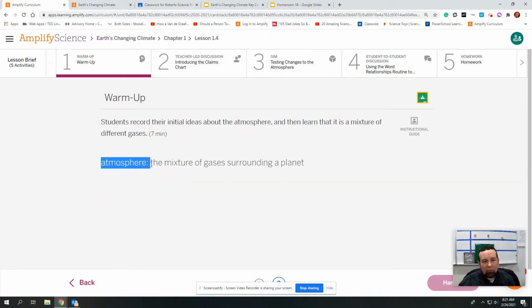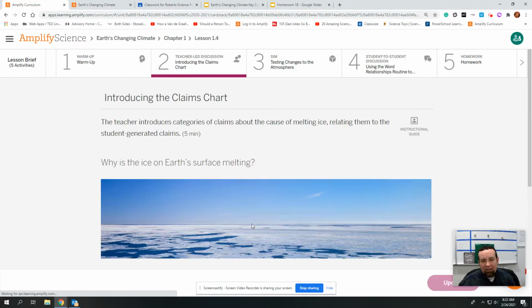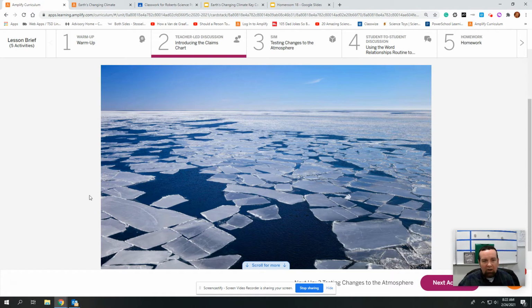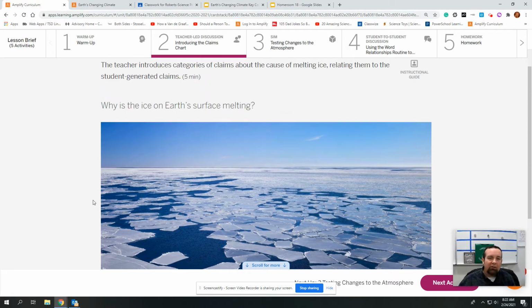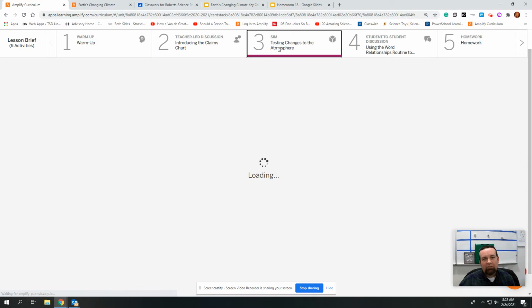So here's our vocab word, or one of them, atmosphere, and it's a mixture of gases surrounding the planet. And our planet's atmosphere is composed of nitrogen, oxygen, carbon dioxide, methane, sulfur dioxide, lots of different gases. I pretty much said those in order of how much we have in our system. Again, we're just going to skip part 2, but we're really focusing on the sim, which asks why the ice on the Earth's surface is melting.